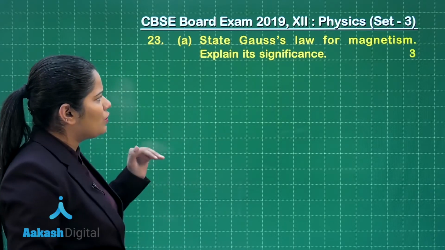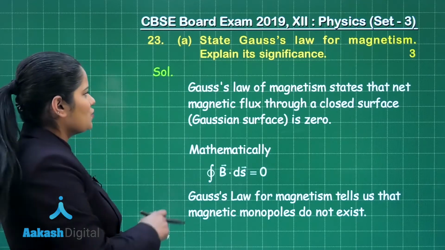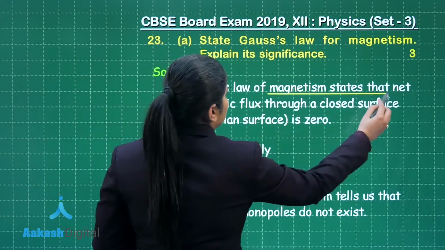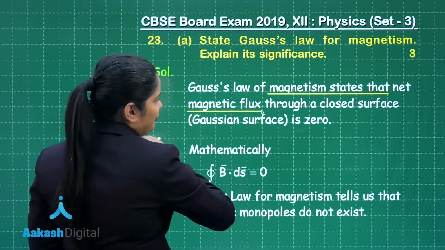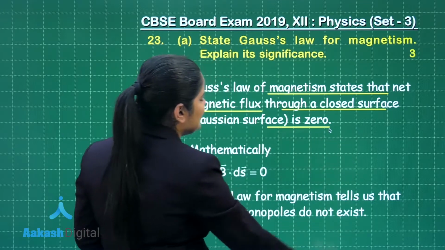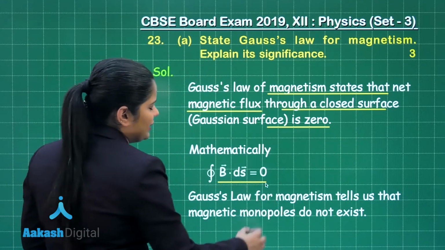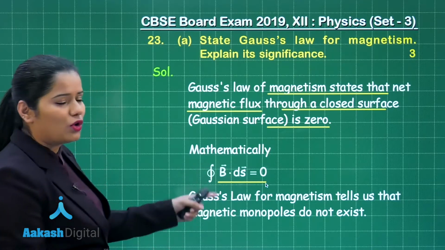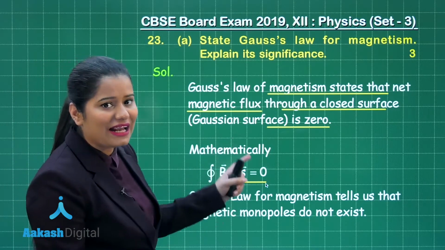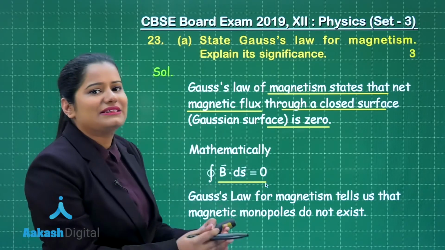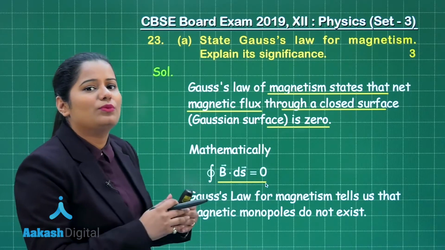So if we have a look at the answer to this question, what is Gauss law? Gauss law for magnetism states that the net magnetic flux through a closed surface is 0, and this is how we define it mathematically. The closed integral of the dot product of the magnetic field and the surface area element is equal to 0, which means the flux linked through a closed surface is always 0.